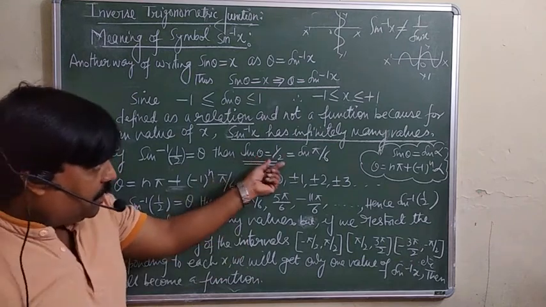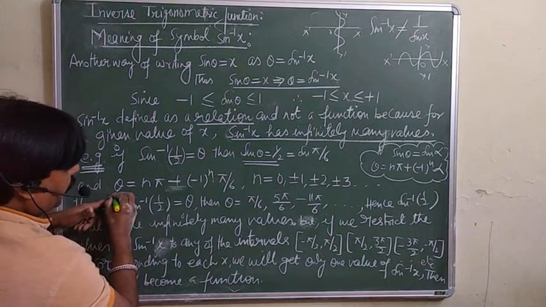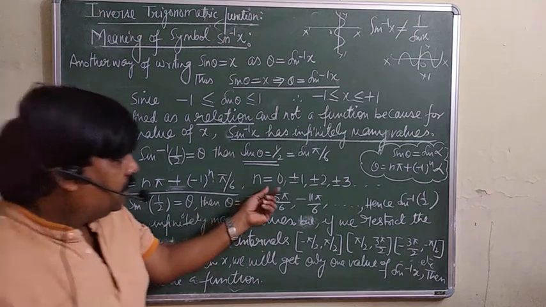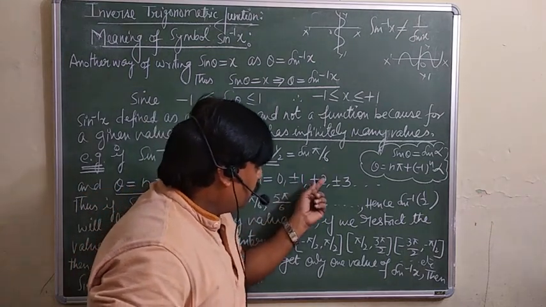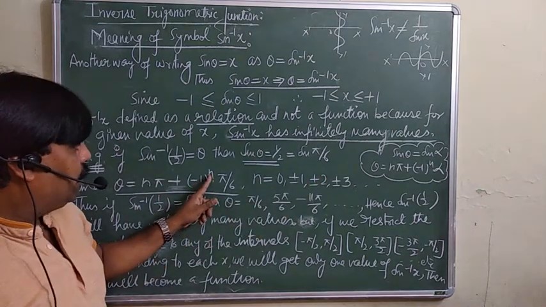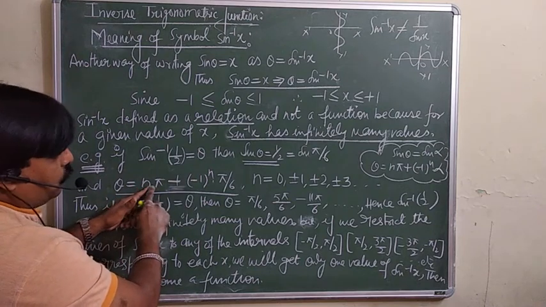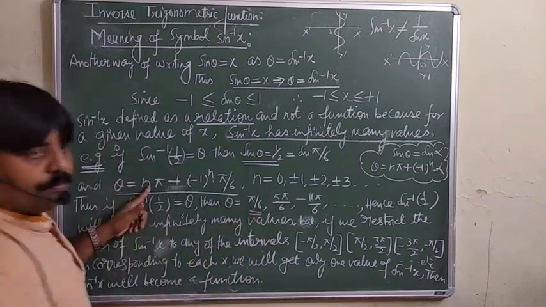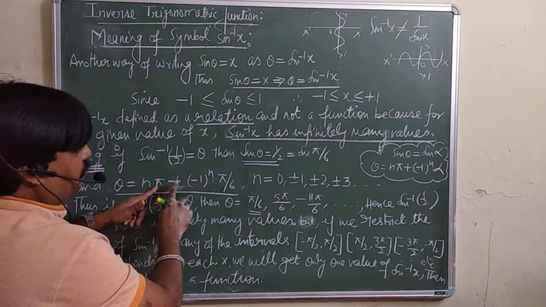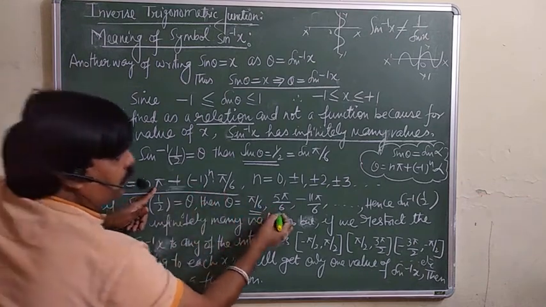So sine theta is equal to sine pi by 6. So here we will apply this. So theta is equal to what? n pi plus minus 1 raised to power n into pi by 6. Now n is 0, plus 1 or minus 1, plus 2 or minus 2, plus 3 and minus 3. If you put n as 0, you will get pi by 6. If you put 1, this is 1 into pi, minus 1 raised to power 1, so minus pi by 6, you will get 5 pi by 6.